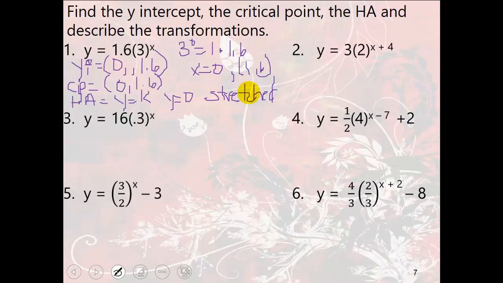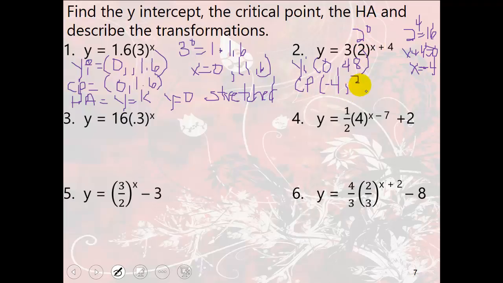I'm going to do number 2 with you. The y-intercept, I have to plug in 0 for x. All right, so 2 to the 4th, well, that equals 16. And then 16 times 3 is 48. The critical point, I have to set x plus 4 equal to 0, so that gives me x is equal to negative 4. Okay, so I'm going to plug in negative 4. Negative 4 plus 4 is 0. 2 to the 0 is equal to 1. And 3 times 1 is equal to 3.